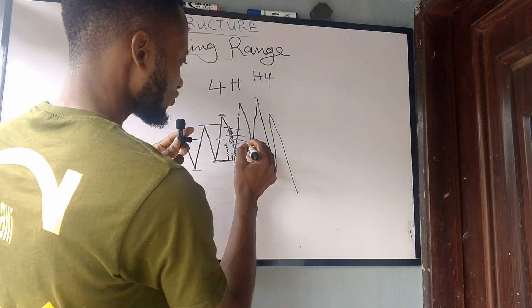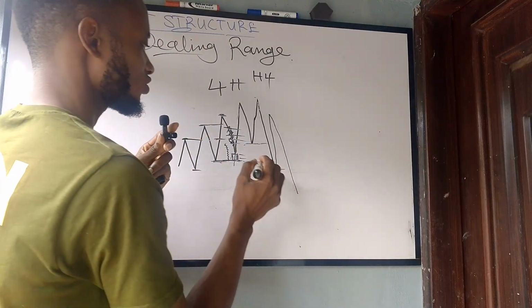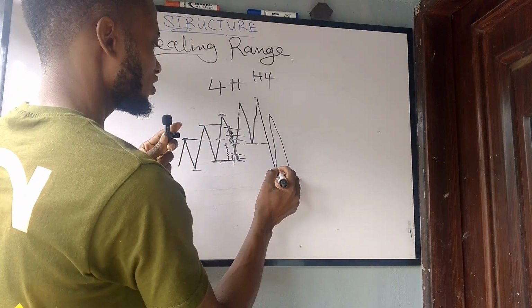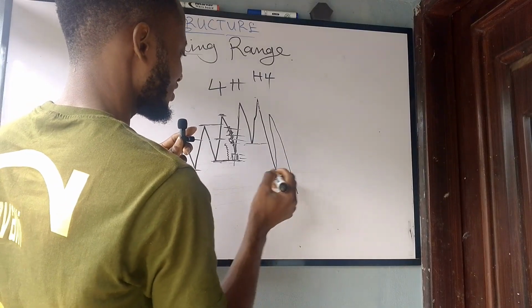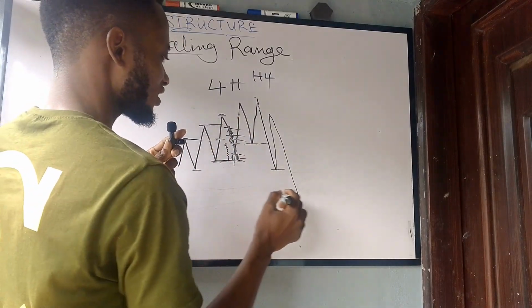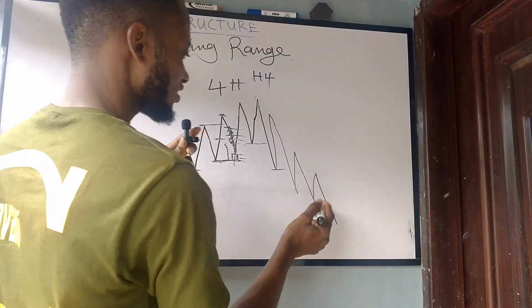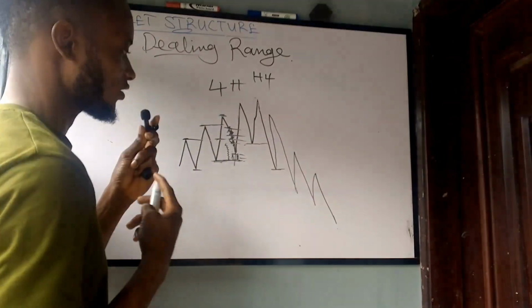This is a change of character, but this is a confirmation. So the moment price breaks again below the recent low, it means that price is more interested in going to the downside, and it is now focused on going to the downside. And this would happen a couple of times. It will happen over and over again.